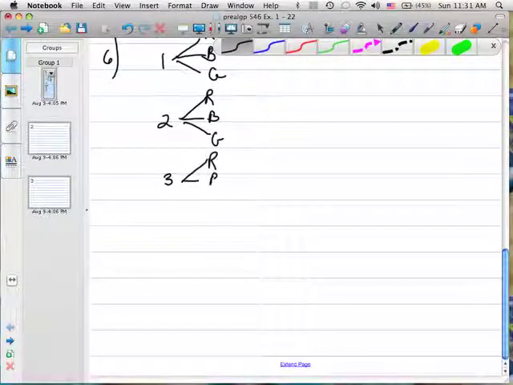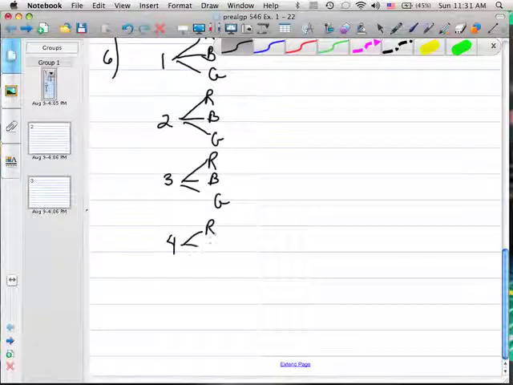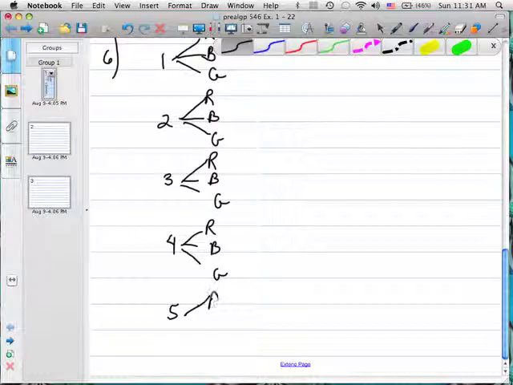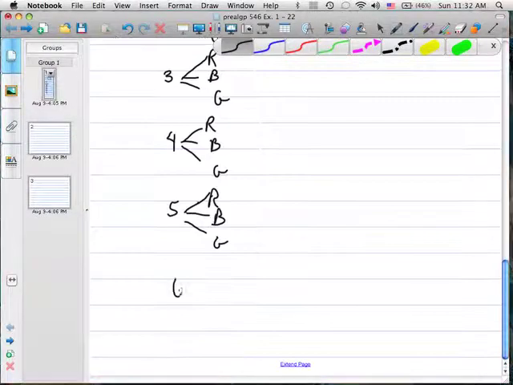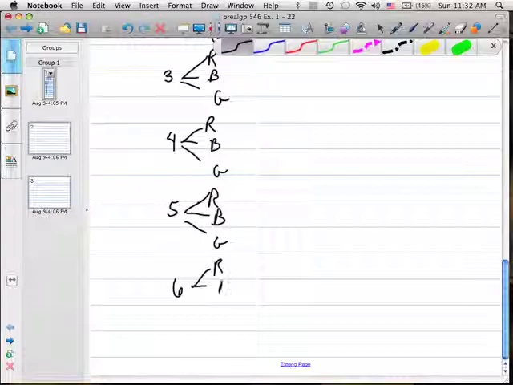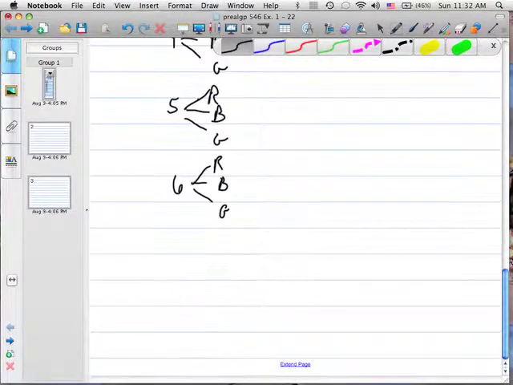The 3, when we roll that die, we could then get a red, blue, or green on the spinner. The 4, red, blue, or green. The 5, red, blue, or green. And if we roll the 6, we could get a red, blue, or green on the spinner.